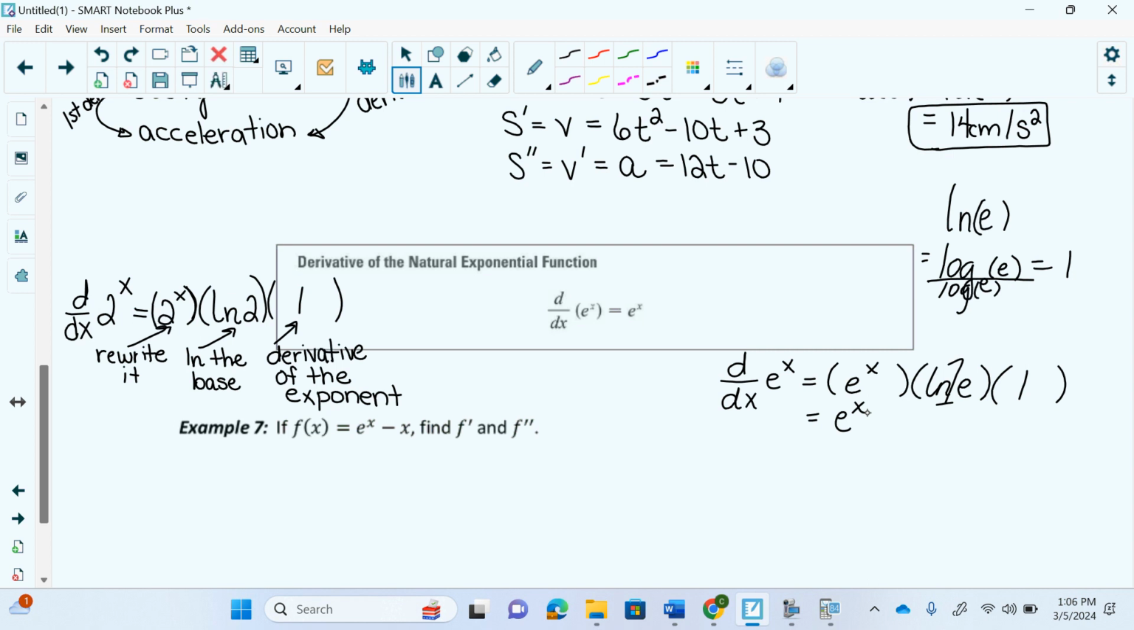All right. So if f of x equals e to the x minus x, find f prime and f double prime.